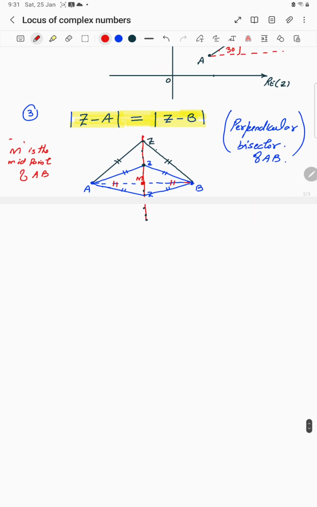Let's take examples of these one by one with other inequalities as well, and we have to shade them. In short, we can say: shade the loci with a certain condition.